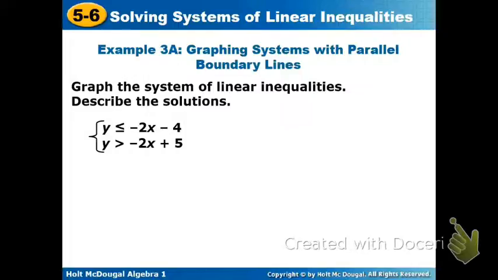Notice the first one, y is less than or equal to negative 2x minus 4. The second one, y is greater than negative 2x plus 5. So if you notice right off the bat that the slopes are the same. With the equations that we've done, we would know right away that because the slopes are the same, they're never going to intersect. Well, that still holds true here, but we need to see what the shading is going to do and to see if that would create an ability to have solutions on this one.